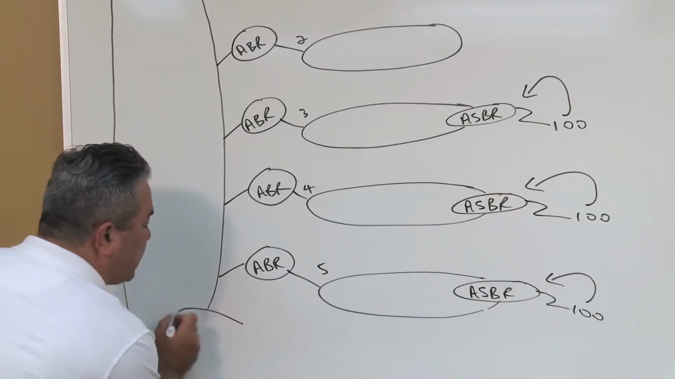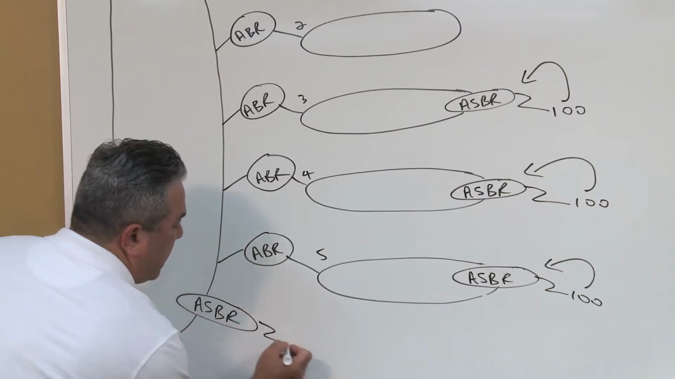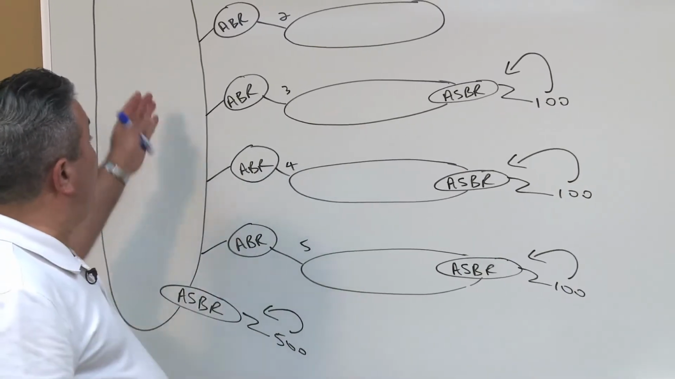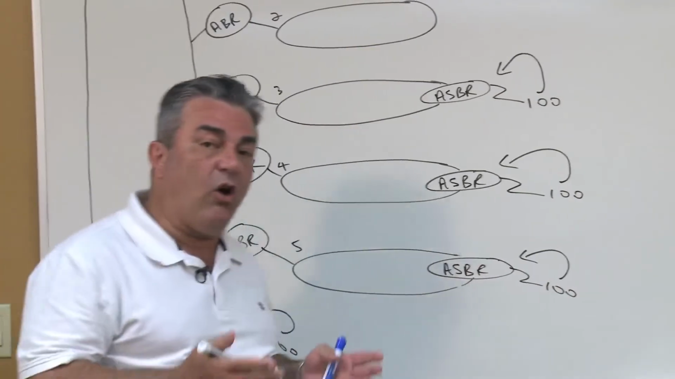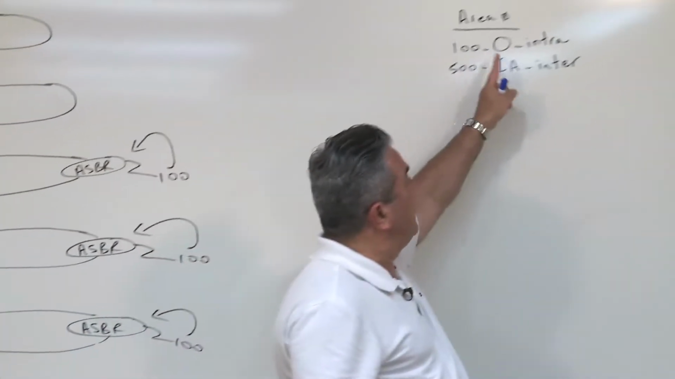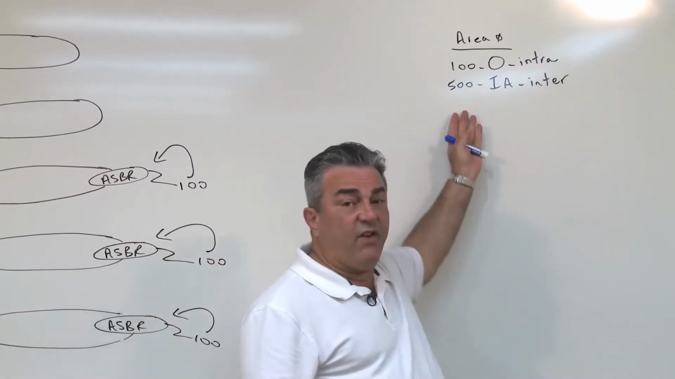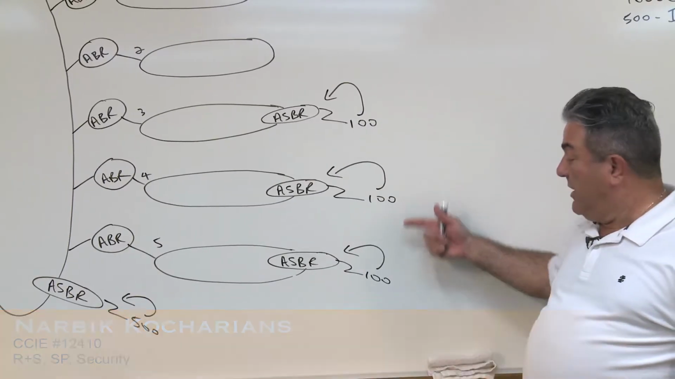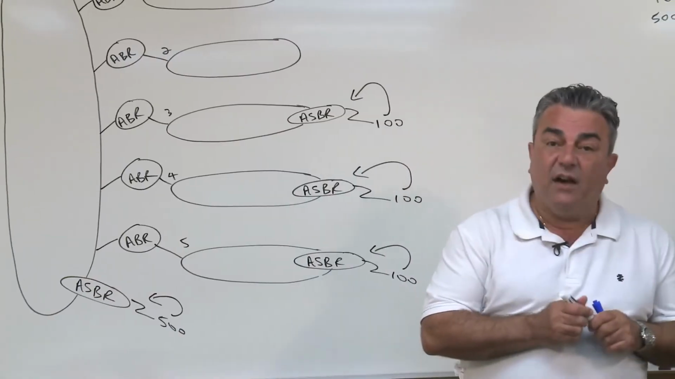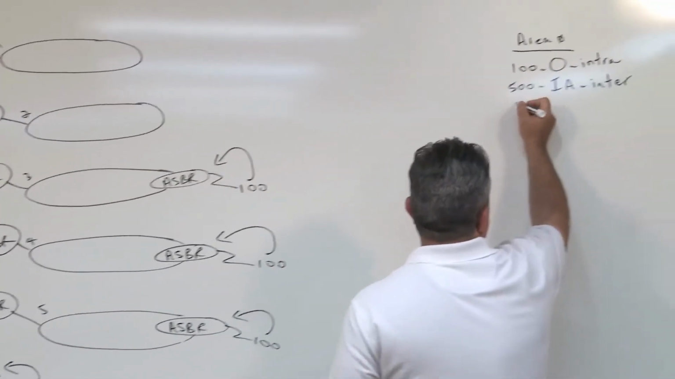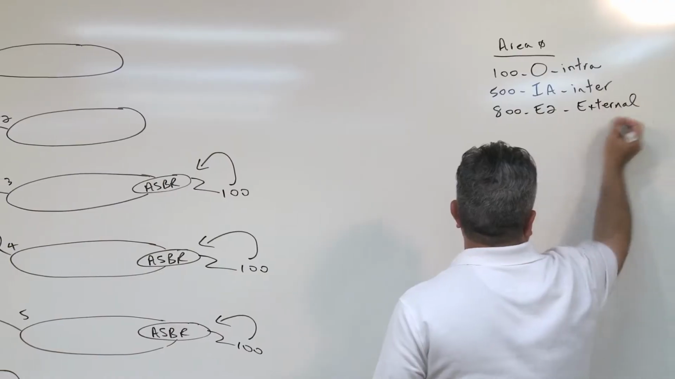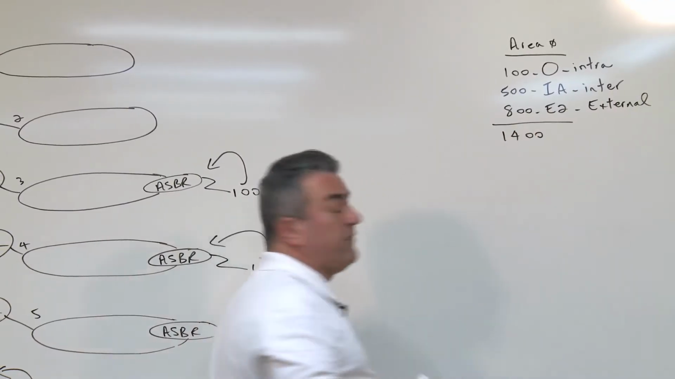But the ASBR in area 0, he is redistributing 500 routes. So now if I go back to the router in area 0 and I do a show IP route OSPF, I'm going to see my own routes as intra-area routes. I'm going to see 500 routes coming from other areas. These are inter-area routes. Now I'm going to see 100 over here, external routes, plus 100 is 200, 300 plus 500, I'm going to see 800 external routes. By default, they will show up as E2. Total number of routes, 1,400 routes.